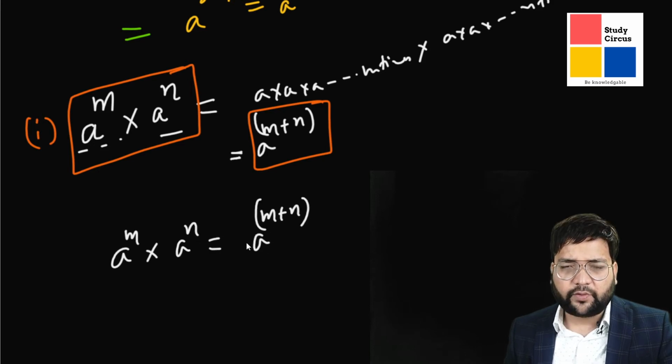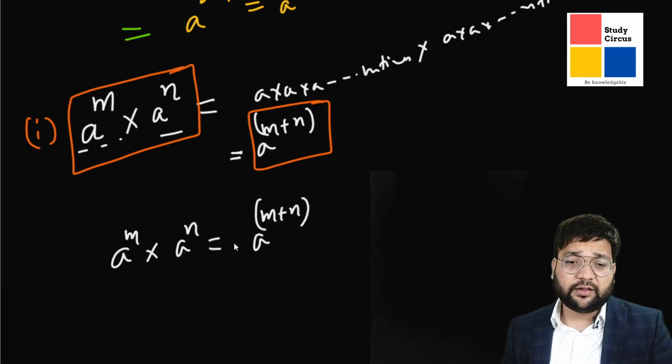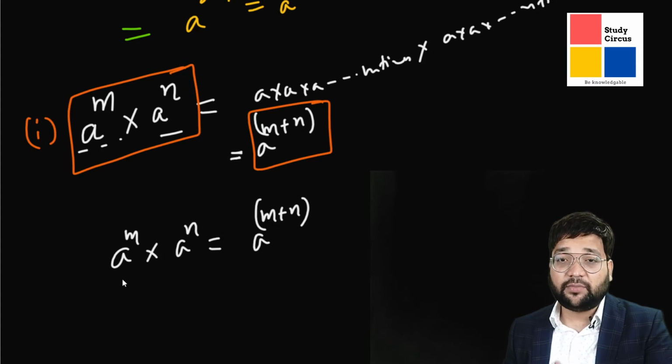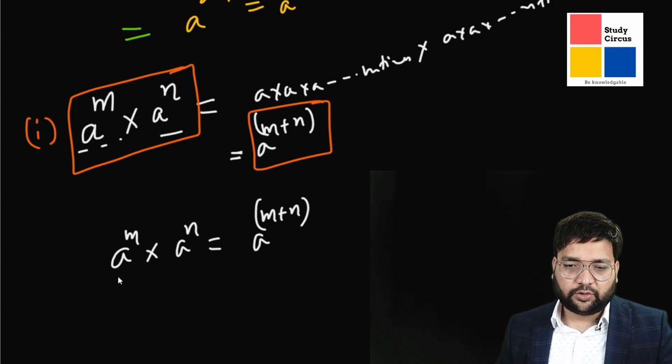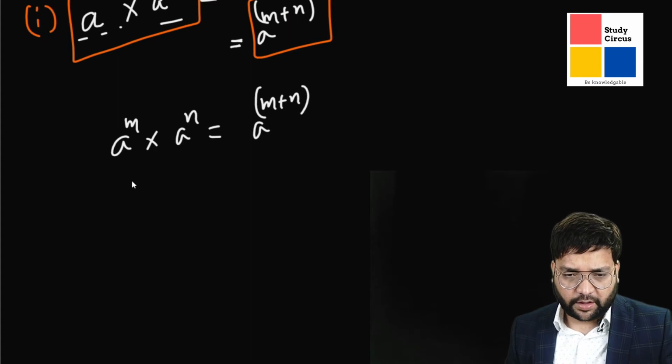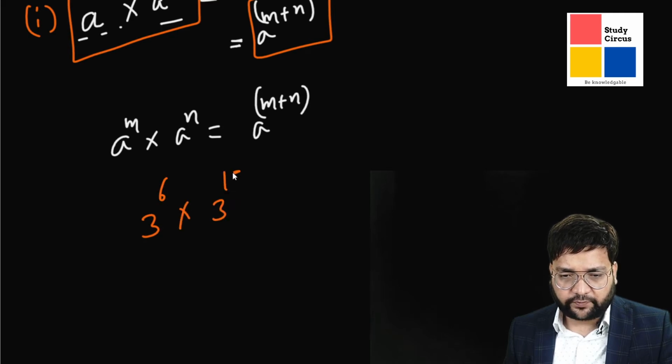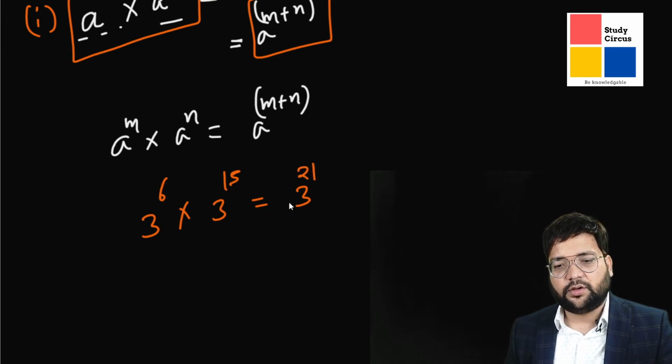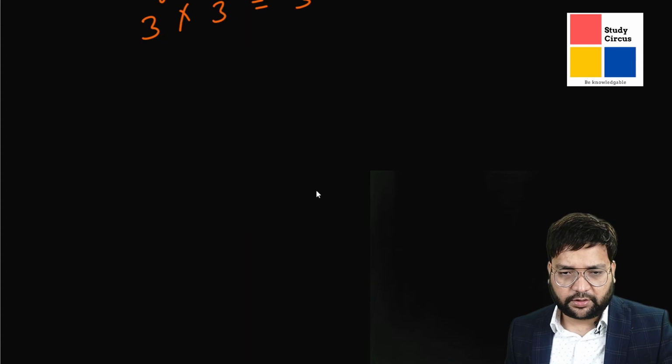The powers get added and the base is the same, a. Just keep in mind the base is the same. This is the first rule. For example, 3 to the power 6 into 3 to the power 15 is equal to 3 to the power 15 plus 6, which is 3 to the power 21.